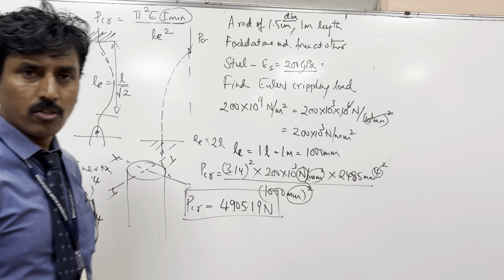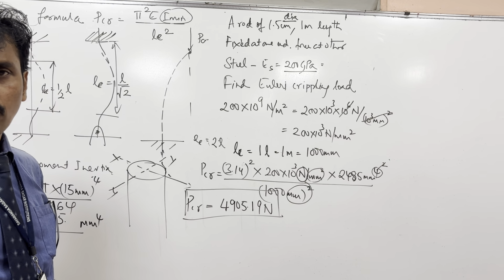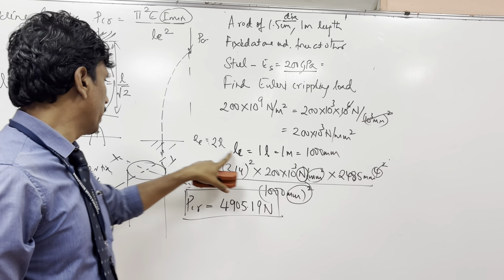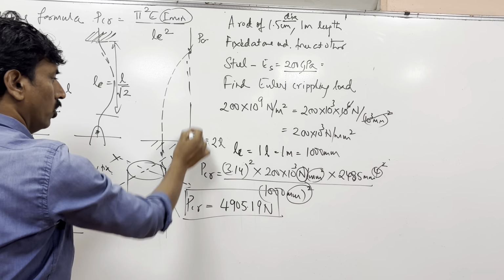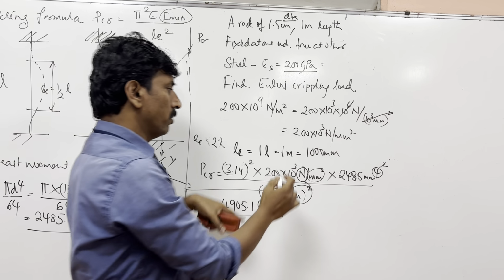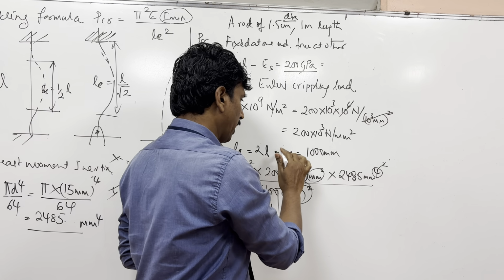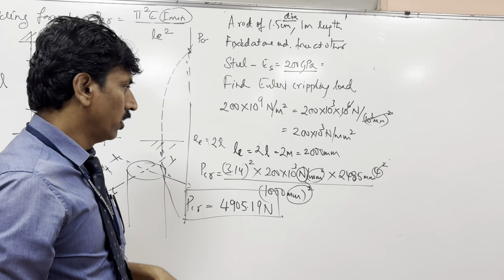Where do you have to make changes? The length. So you have to make changes in this effective length. So effective length becomes how much? 2L. This becomes like 2 meter, this becomes like 2000.